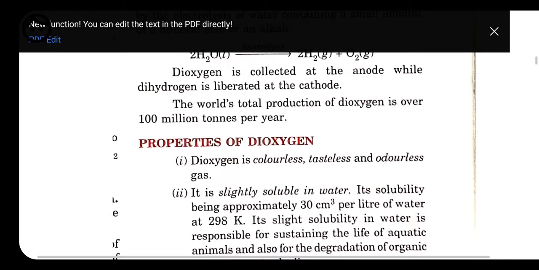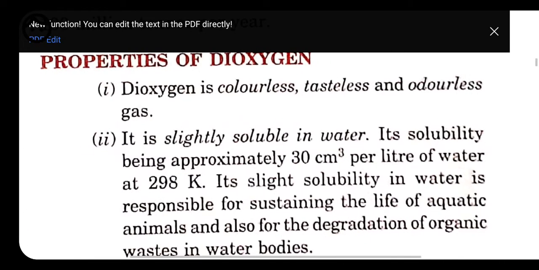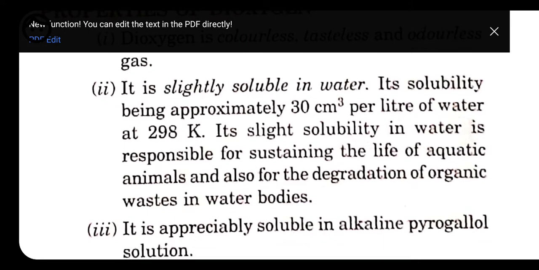Okay, now let's have the properties of dioxygen. Dioxygen is a colorless, tasteless, and odorless gas. It is slightly soluble in water, its solubility being approximately 30 cubic centimeters per liter of water at 298 Kelvin. Its slight solubility in water is responsible for sustaining the life of aquatic animals. Yes, we know that because of the presence of oxygen in the water, many aquatic habitats are able to survive.